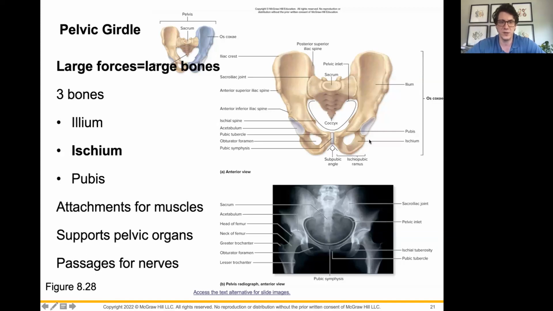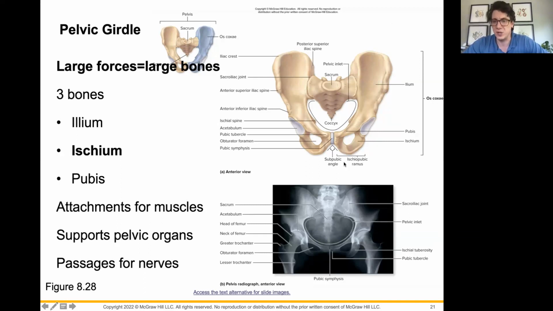Now we have three primary bones that are going to make up each of our what we call os coxae, or our hip bones. Okay, these are the ilium, the ischium, and the pubis. The ilium is the one that you're going to be touching when you kind of put your hands on your hip. So you're touching what's called the iliac crest. That's this big ridge right here. So that is the top of your hips.